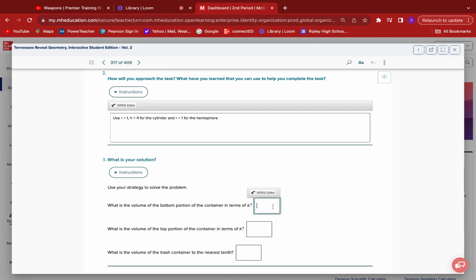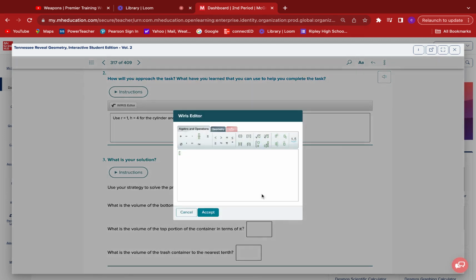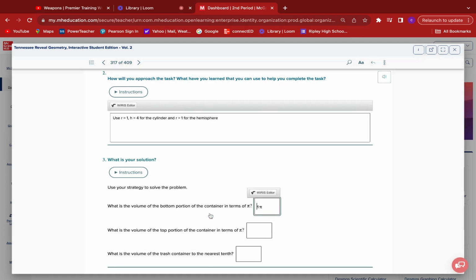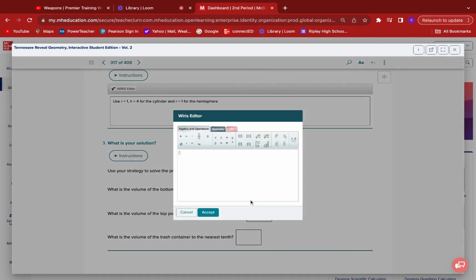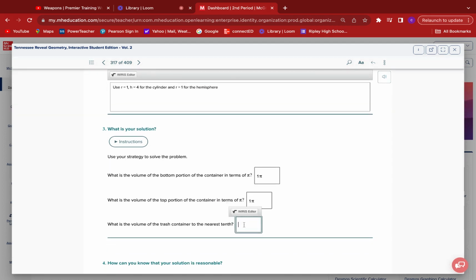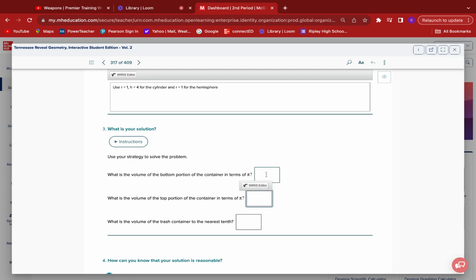Okay, so let's see. 1 squared is 1, so it'll be 1 pi. Volume of the top portion of the container in terms of pi. Well, 1 pi, even though it's not really. They're different. Oh, hang on, my bad. Whoa, back up. I misunderstood the question. What's the volume of the bottom portion? This is the volume of the cylinder. So 1 squared is 1 times 4 is 4, so it'll be 4 pi.